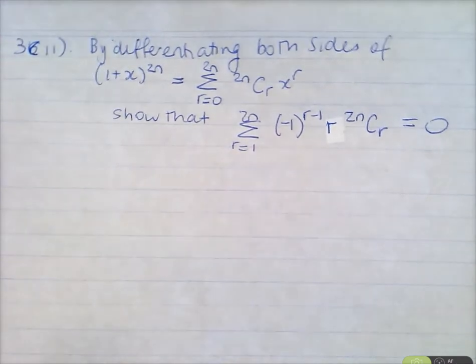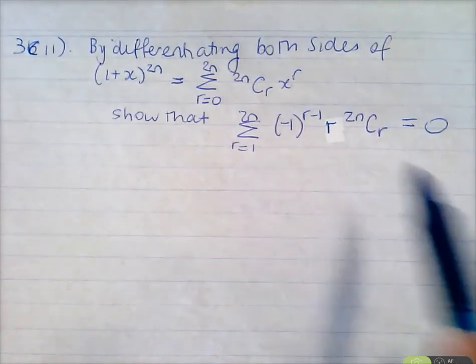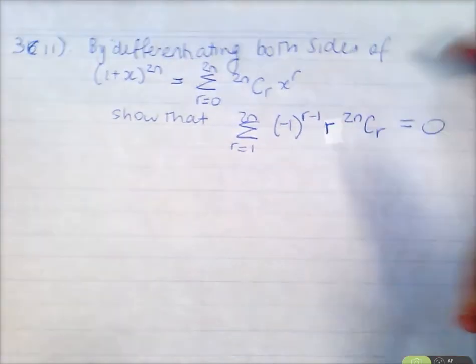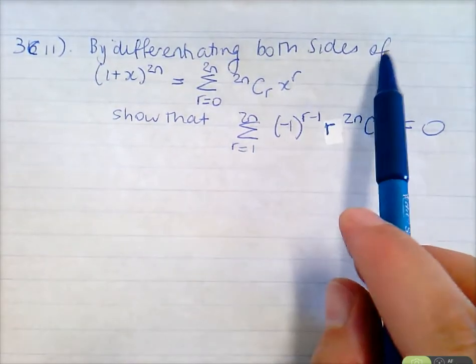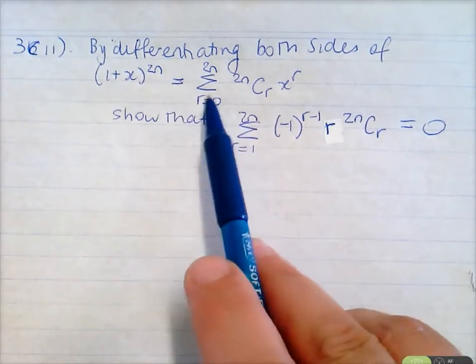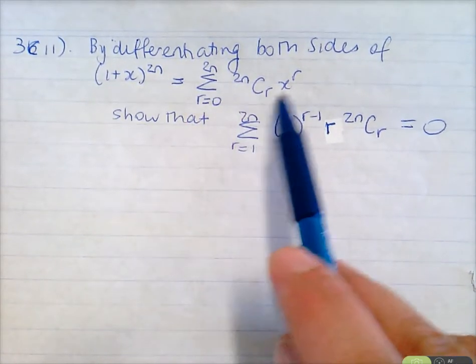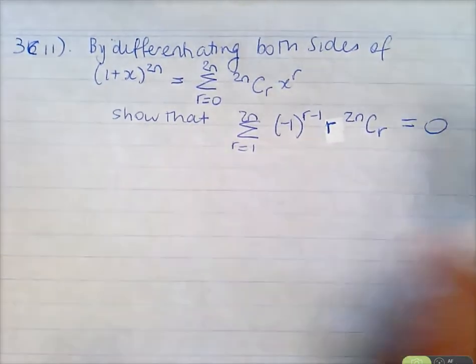Okay, everyone, 3C, part 2. We've only got a small audience, but that's okay. This is for the video audience. So by differentiating both sides of the original identity, which is (1 plus x) to the power of 2n equals the sum of terms from r is 0 to 2n, 2nCr x to the r, show this result.